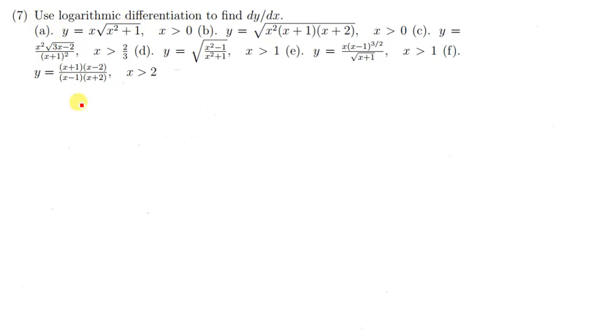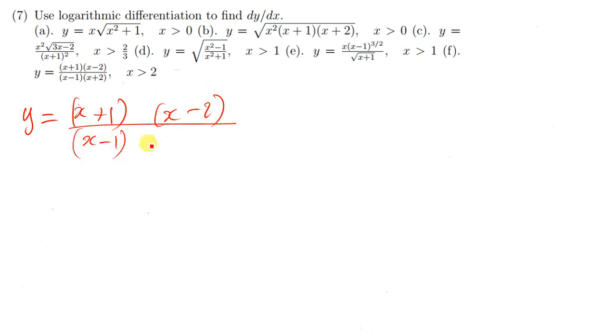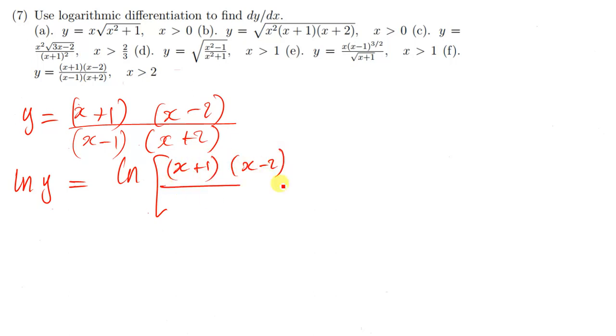Alright, so let us solve this one as well. So the question is y is equal to x plus 1, then we have x minus 2, then everything over x minus 1, then there's also x plus 2. So the way we solve this one is straightforward. We introduce log or ln on both sides. So we have ln y is equal to ln of everything in brackets. We have x plus 1 and x minus 2, then everything divided by x minus 1, x plus 2.